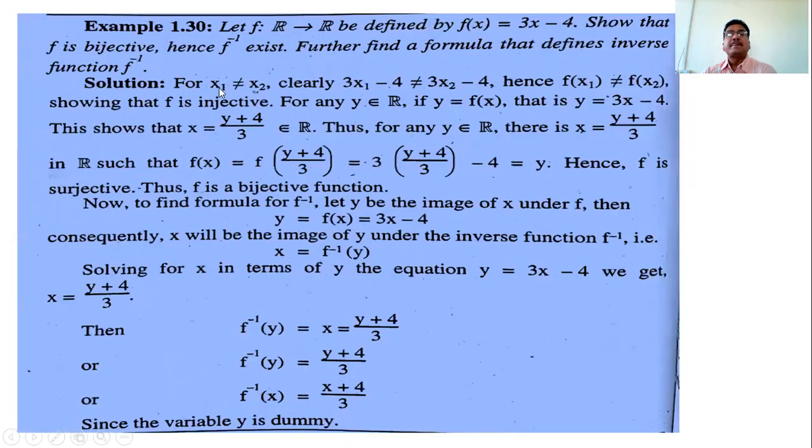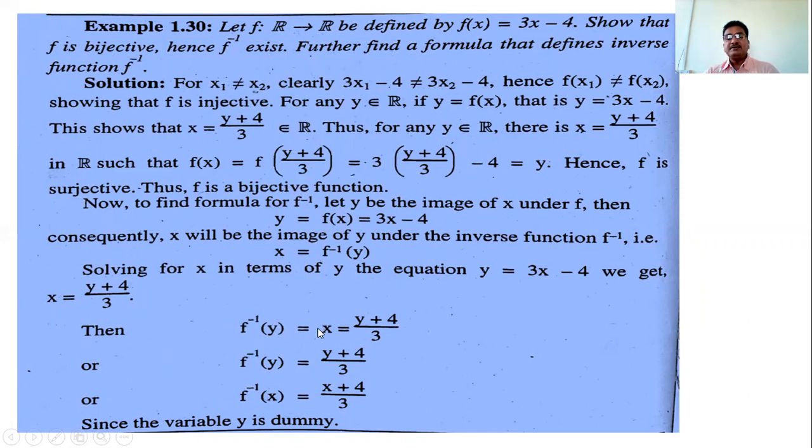So here is the function in problem 1.30. This f is a bijective function. Already we solved this example, that f is bijective. Hence find f inverse, if it exists. So f inverse exists because the function is bijective. So how can we define f inverse?